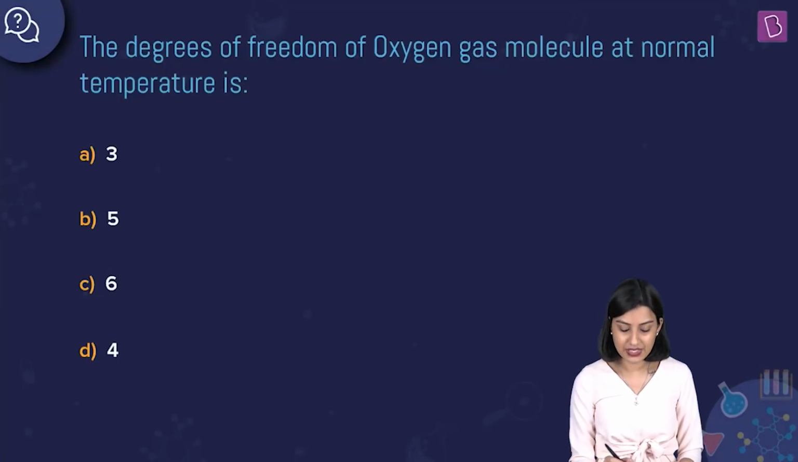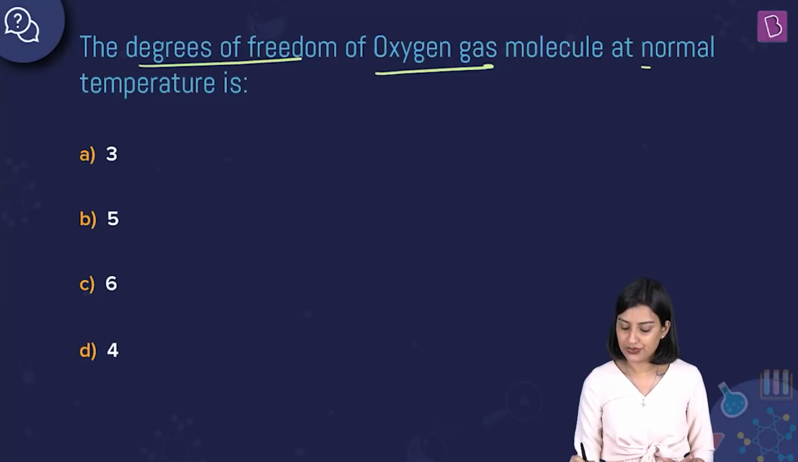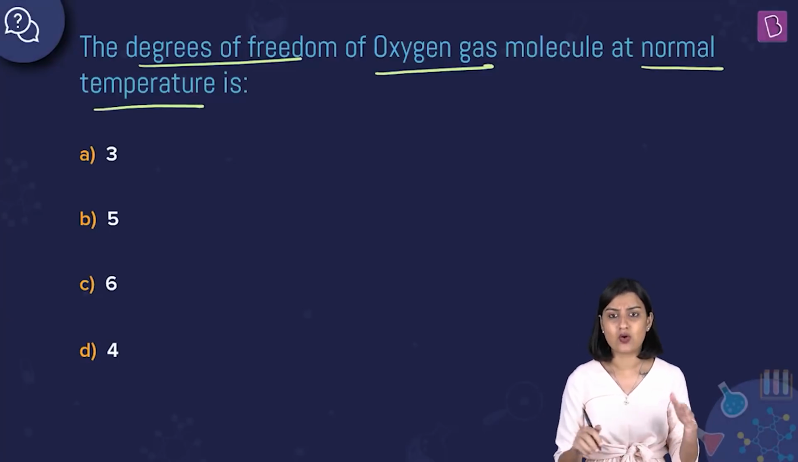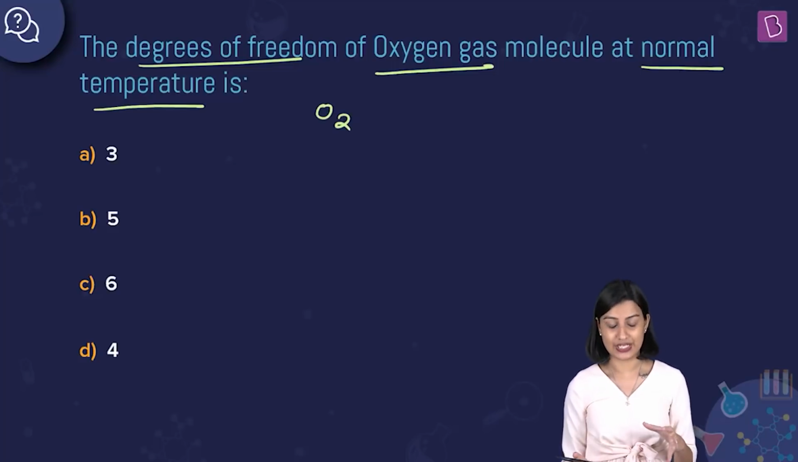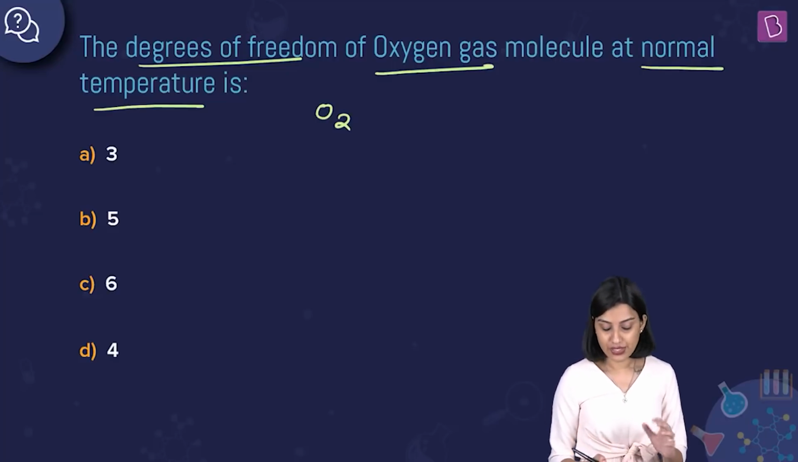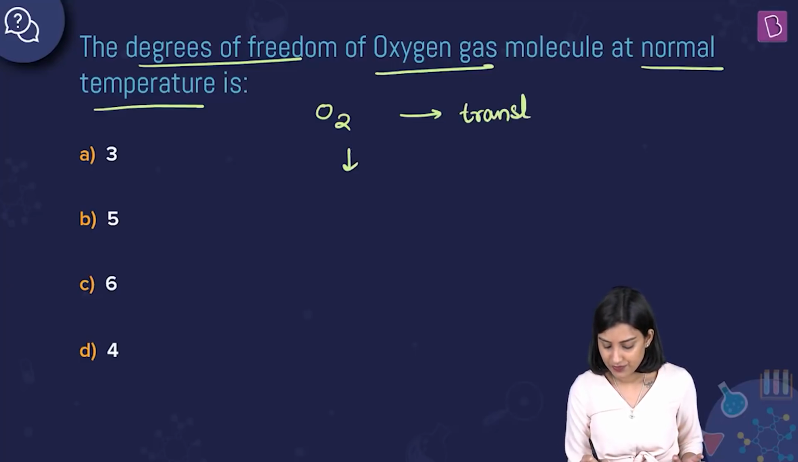Okay, so here they're saying the degrees of freedom of oxygen gas molecule at normal temperature is going to be what? So what do we know about oxygen molecule? We know that oxygen exists as O2 in its gaseous state, which means it's a diatomic molecule. So for a diatomic molecule, you can talk about two kinds of degrees of freedom. It can be translational, or it can be rotational.